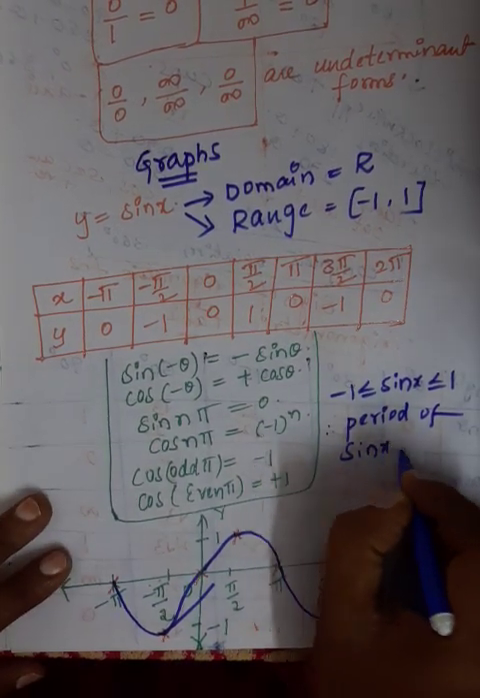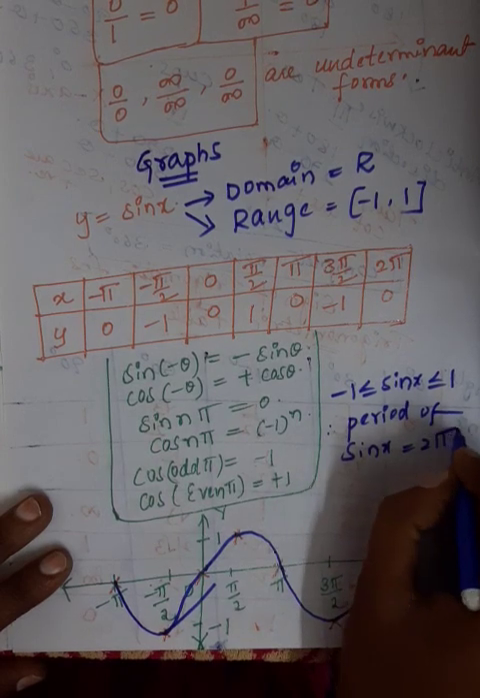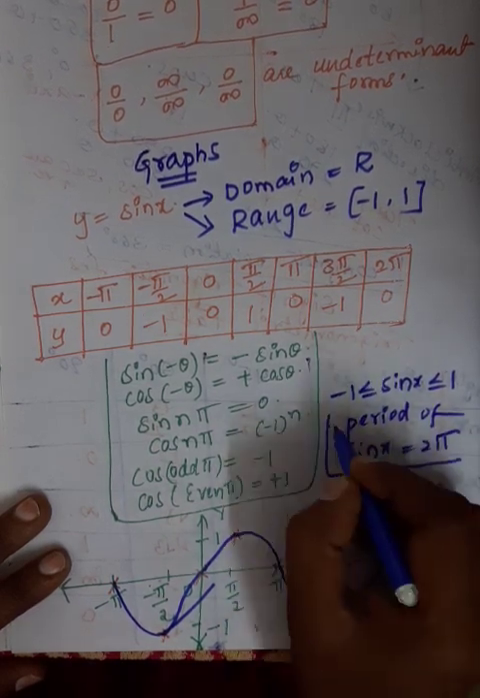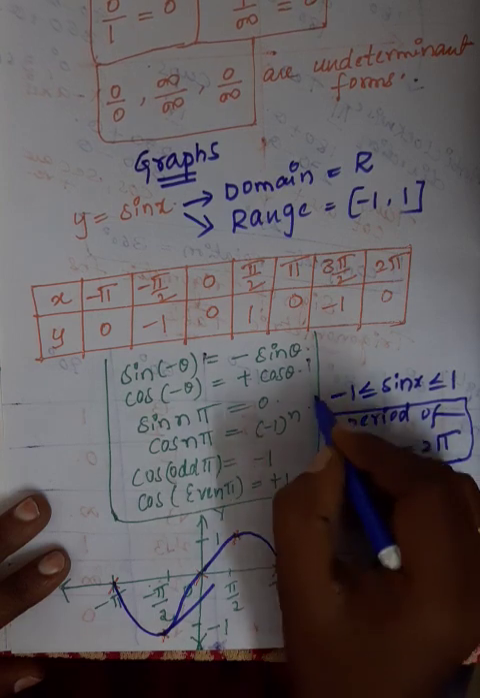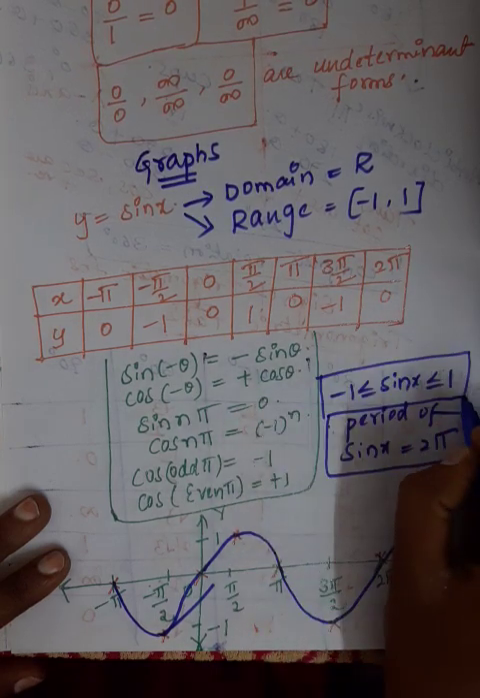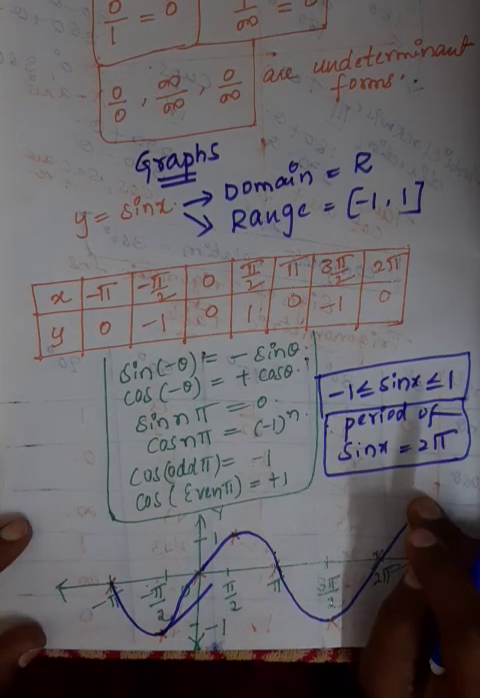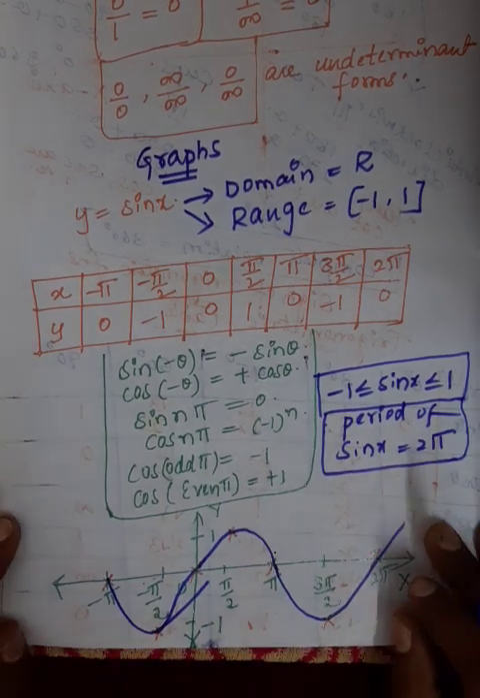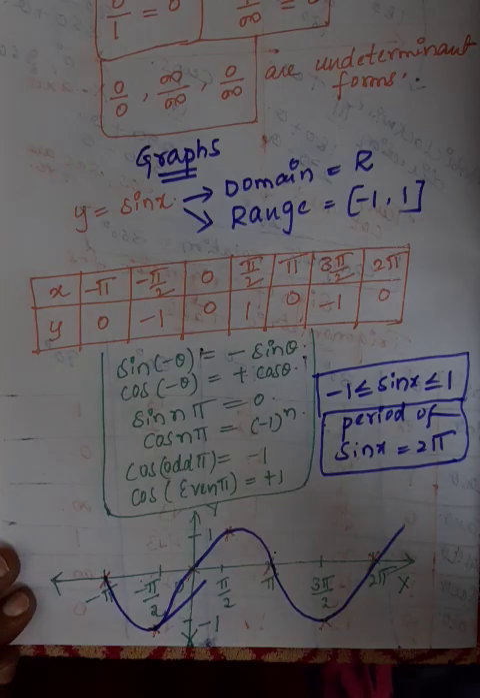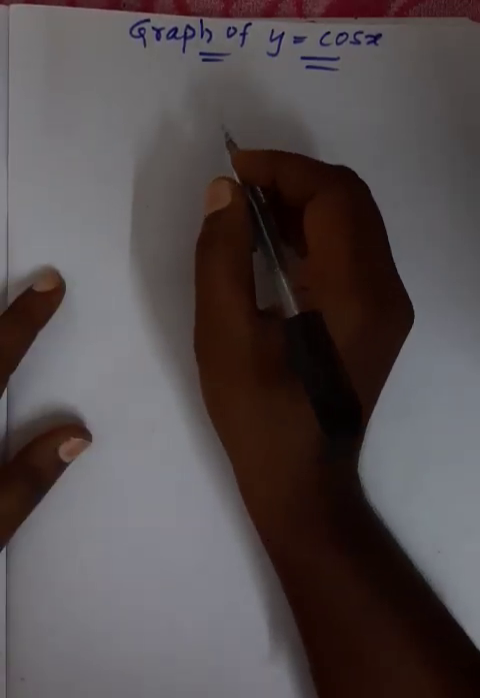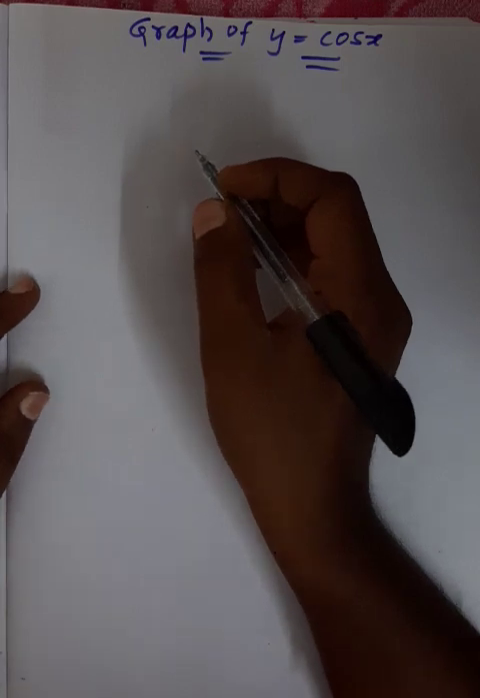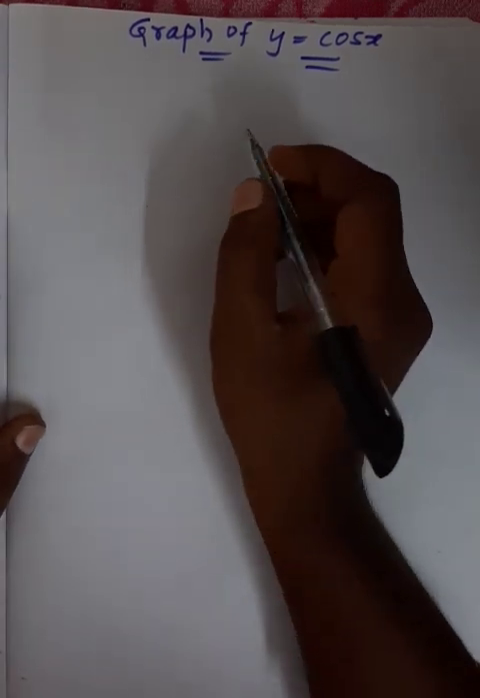The period of sin x is equal to 2π, which is very important for your exam. And -1 less than or equal to sin x less than or equal to 1 is the range of sin x. Now let us see the graph of cos x. So for the graph of y is equal to cos x, first of all we have to assume some values of y for some angles of x.